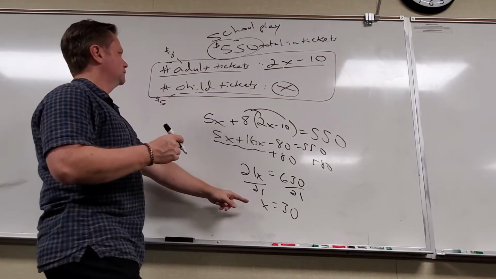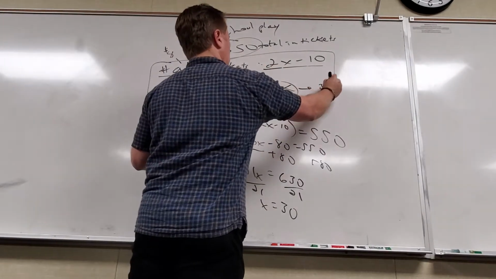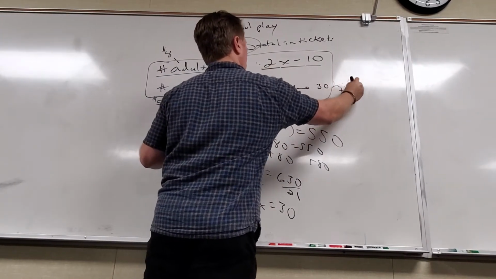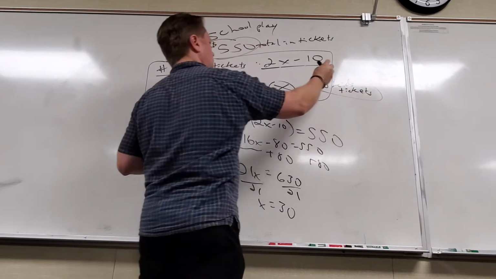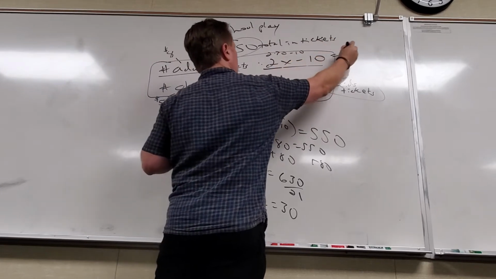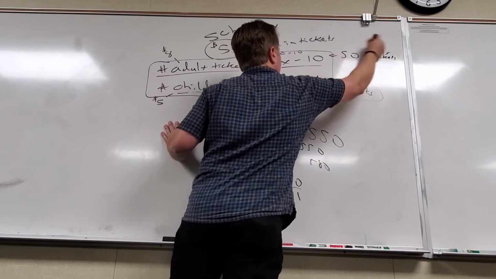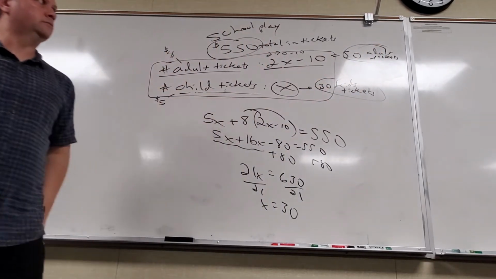So what does that mean? 30 kids' tickets? And? Yeah, 2 times 30 minus 10, 60 minus 10, 50 adult tickets. Thank God, you want those adults outnumbering the kids for damn sure.